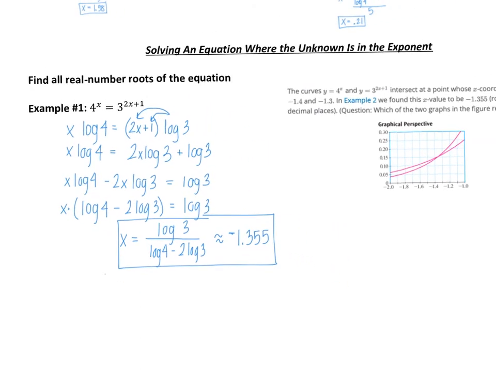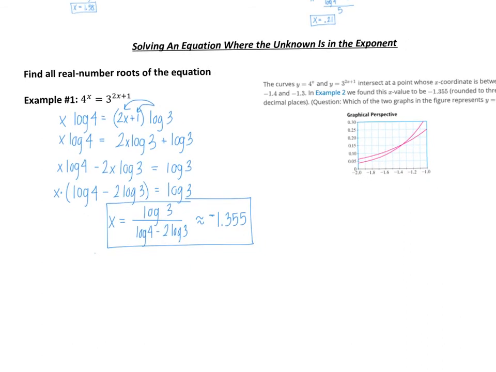Like we did last time, we are going to compare it now to the graph. Each side is part of the graph. So 4^x is a curve in your calculator, and then the right side is going to be another y equals on your calculator. We're going to find where they cross. As you can see, they cross at negative 1.355, which is what we found as well. So what you just did is the algebraic. You can also look at it with a calculator to verify and see that those are the solutions.